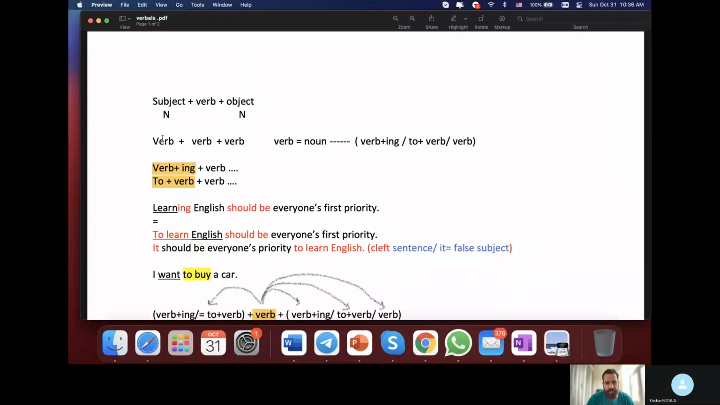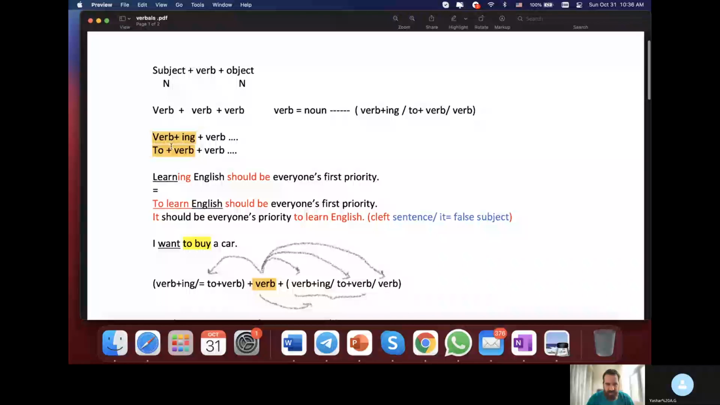So how is it possible? We can change a verb to a noun by adding ing, or by adding to in front of the verb, to go, or the bare infinitive, the infinitive without to. So we need to change them to gerunds, infinitive, or bare infinitive. When it is in the place of the subject, we don't have the bare infinitive. We have the gerund, meaning verb plus ing, or we have to plus verb, which is called infinitive.